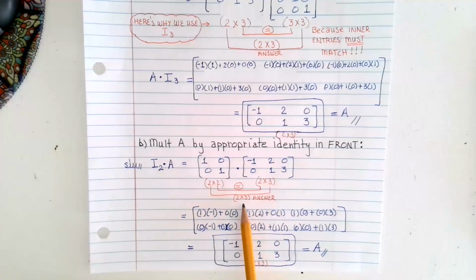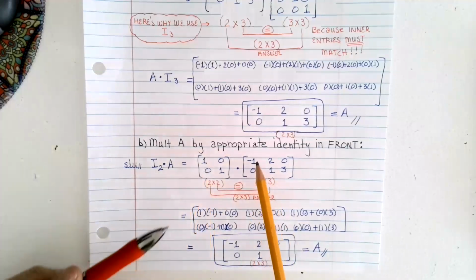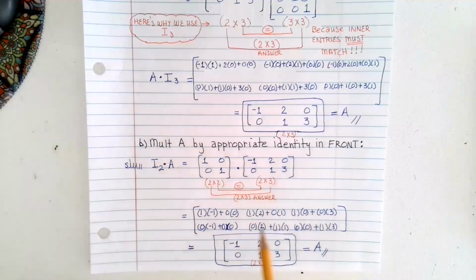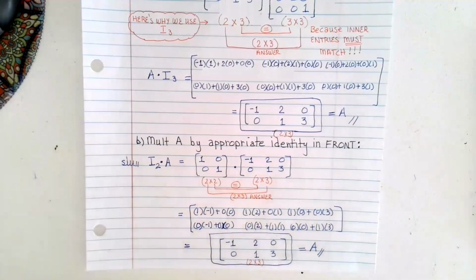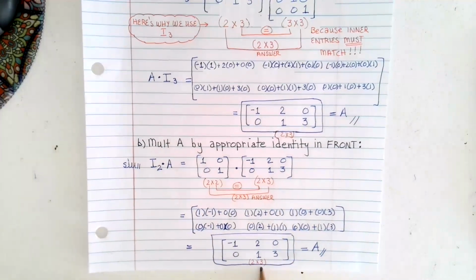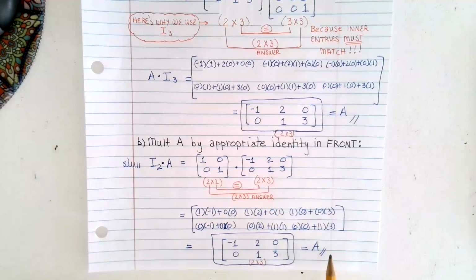Well, again, it better be, because we expect to get this matrix A back when we do the multiplication. We expect the identity multiplication to leave it unchanged. So we're going to go ahead and do our multiplication and distribution. You can go through and see it here. And the result is -1 down below 0, 2 down below 1, 0 down below 3. It's a 2 by 3. That is exactly matrix A.